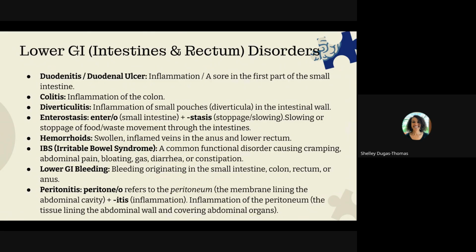So enteritis is entero, which is small intestine, plus itis, inflammation. Diverticulitis is an inflammation of the small pouches, the diverticula, in the bowel wall, and peritonitis breaks down as peritoneo, which is referring to the peritoneum, the main lining in the abdominal cavity, plus itis, which is inflammation. And this is considered a life-threatening medical emergency.